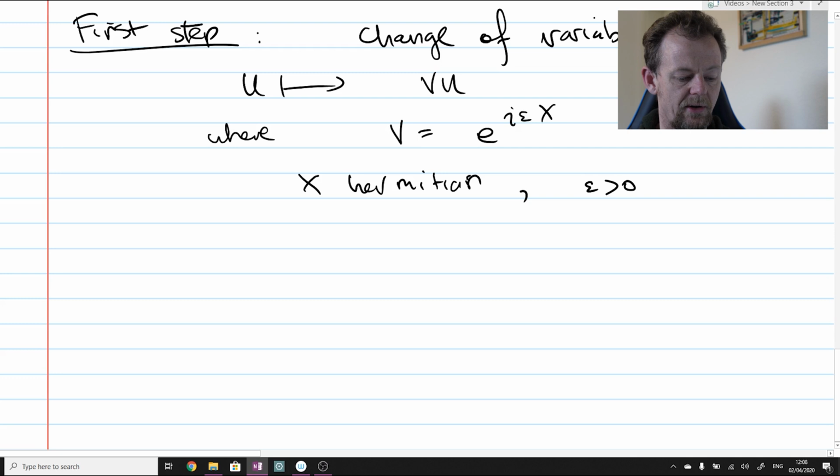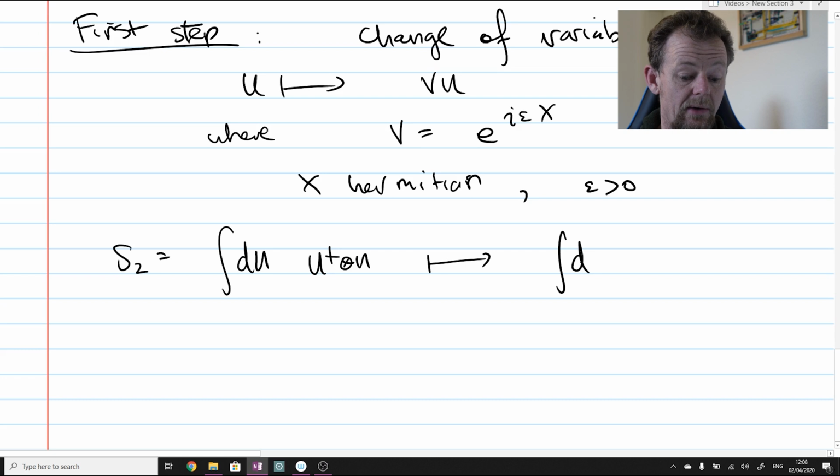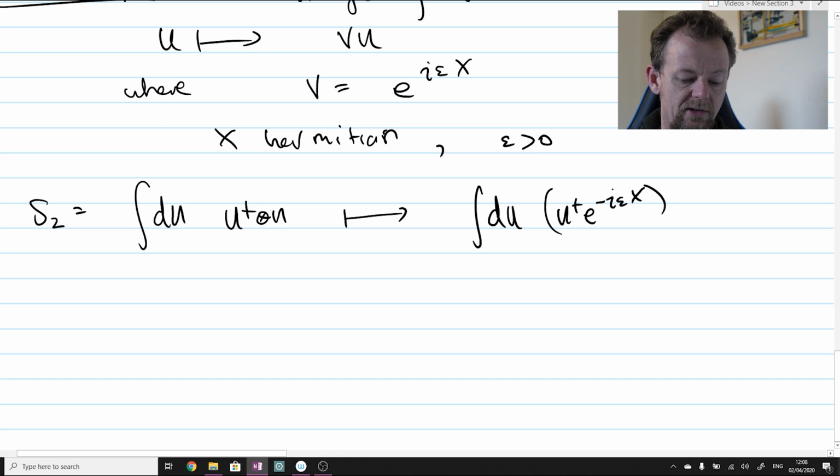So we're going to make this change of variables. U goes to v times u. So we take our original expression for S2, that's the integral du, u dagger tensor u. We now make this change of variable and exploit the invariance of the Haar measure, and then we obtain the following representation for S2. So we've made our change of variables, and we end up with this expression for S2 after making the change of variables.